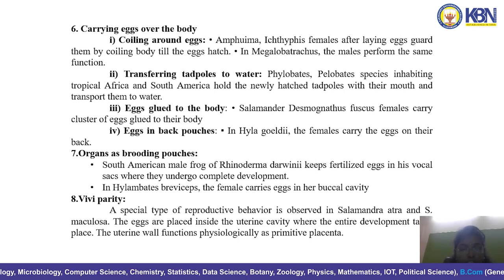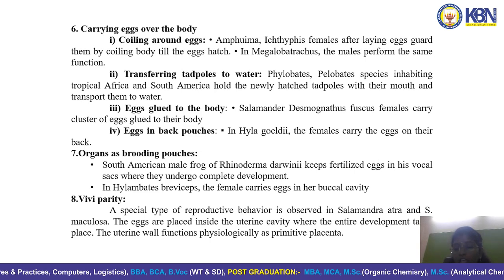Next, viviparity. A special type of reproductive behavior is observed in Salamandra atra and Salamandra maculosa. The eggs are placed inside the uterine cavity, where the entire development takes place. The uterine wall functions physiologically as a primitive placenta, likewise in humans.